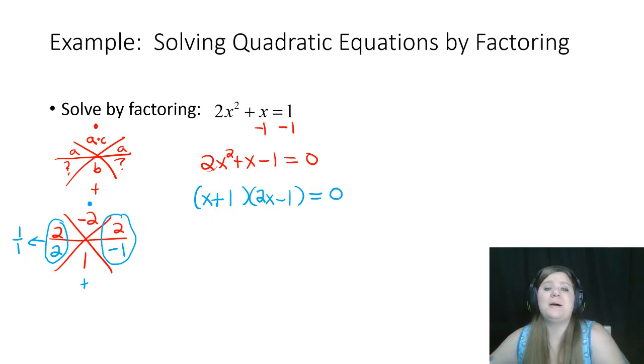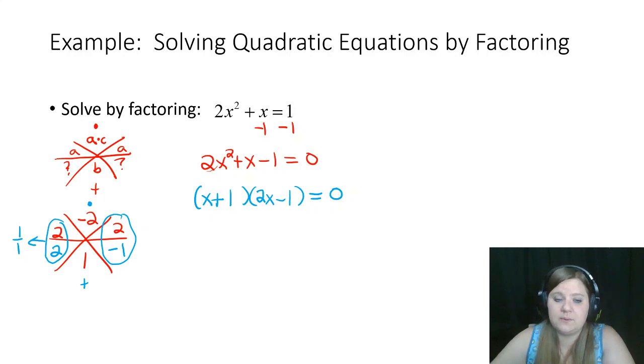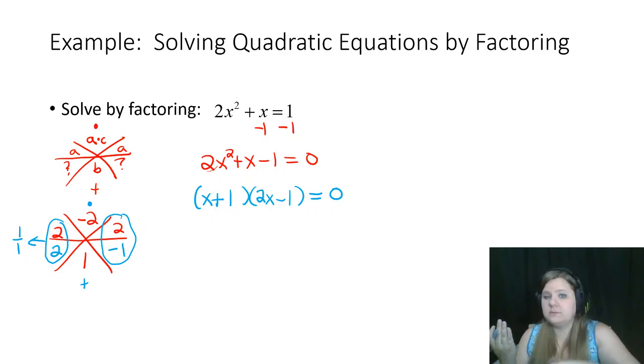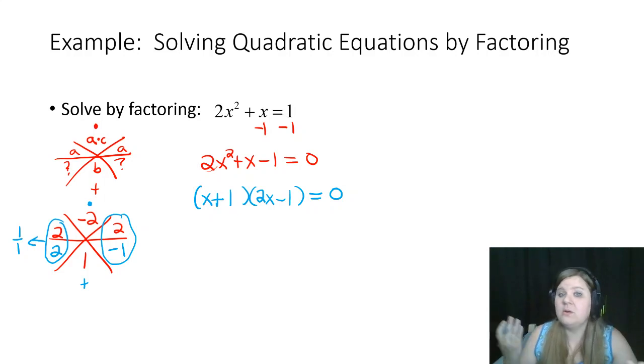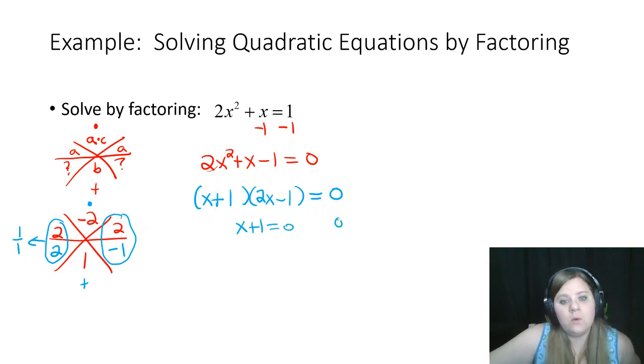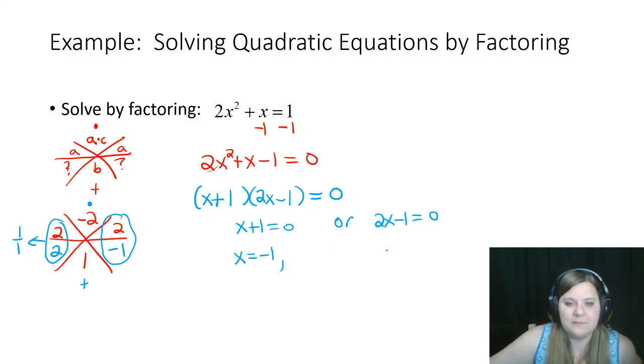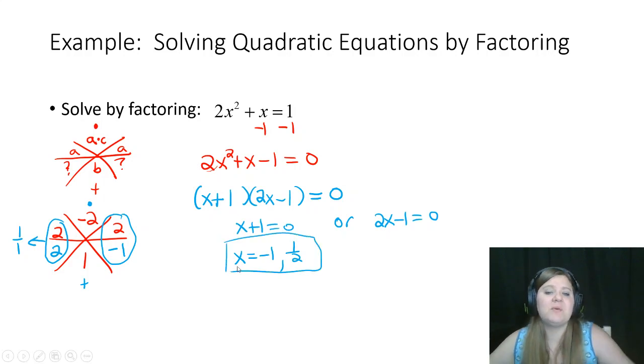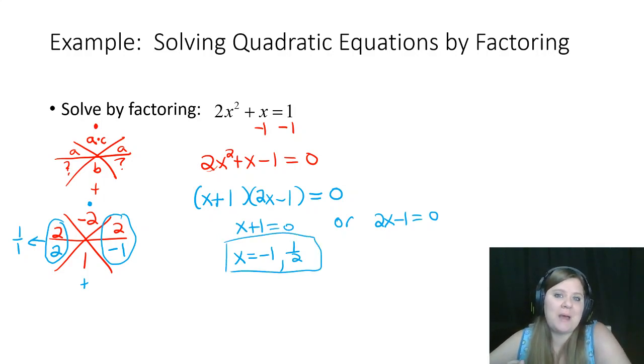Now, by the zero product principle, if x plus 1 times 2x minus 1 equals 0, then either x plus 1 equals 0 or 2x minus 1 equals 0. I can solve these now. This one gives me x equals negative 1, and this one over here is going to give me 1/2. So these are my two answers. But remember, you do want to go back and double check your answers.